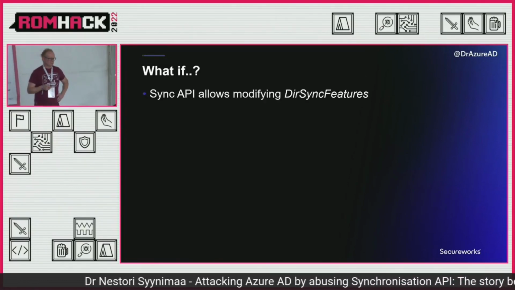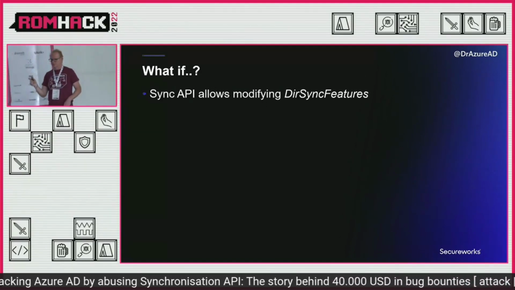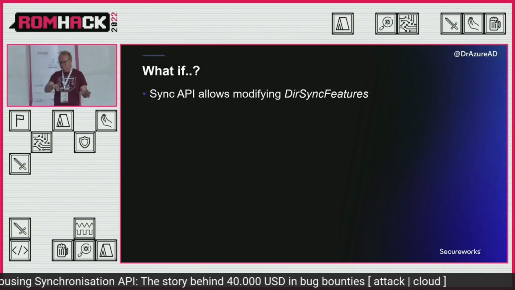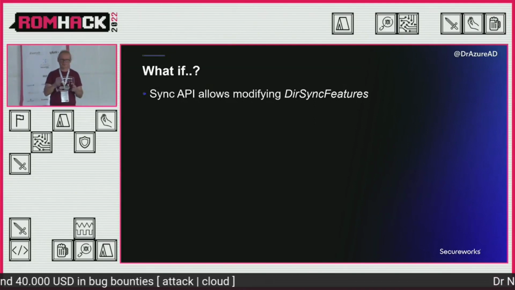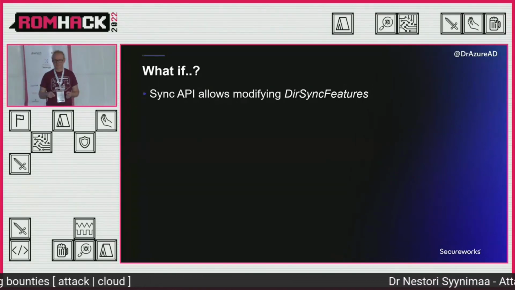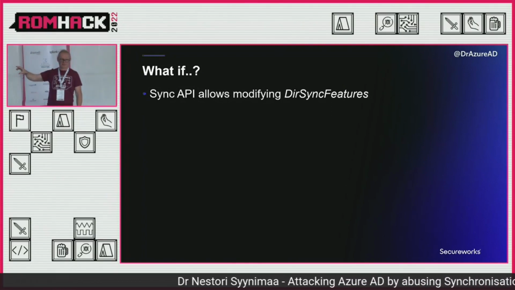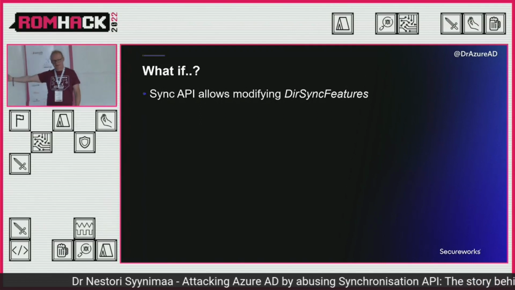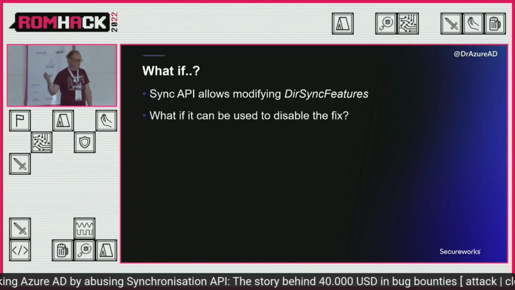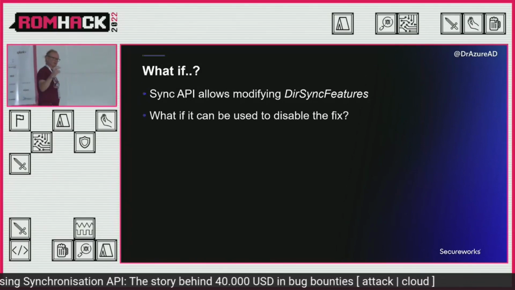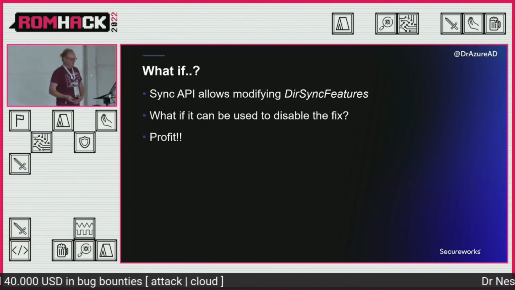The Synchronisation API allows modifying this sync features number, and the fix that was introduced was the command that you need to run, and to run that command you need to be global admin. Okay, but if you do this with the Synchronisation API, you only need to be the account that is doing the synchronization, so you don't need to be global admin. So I was wondering, can it be used to disable that fix? And guess what? Yes, we could do that.